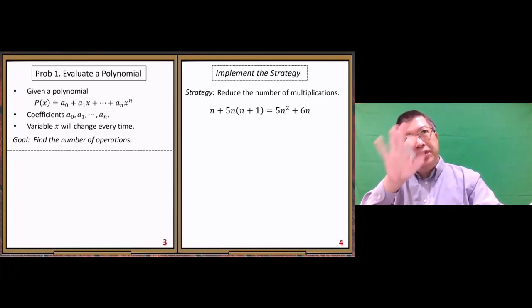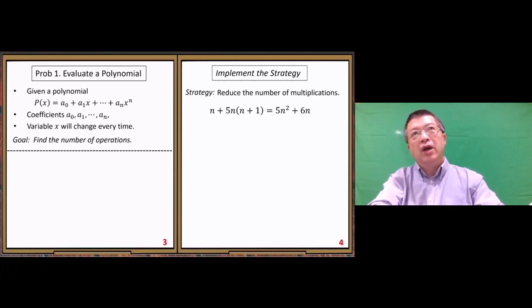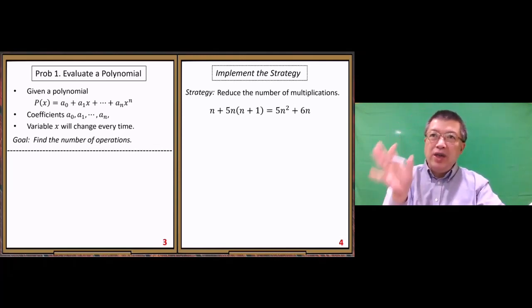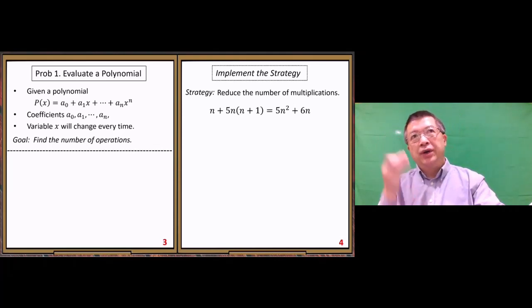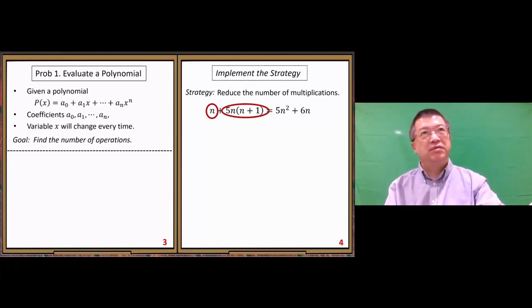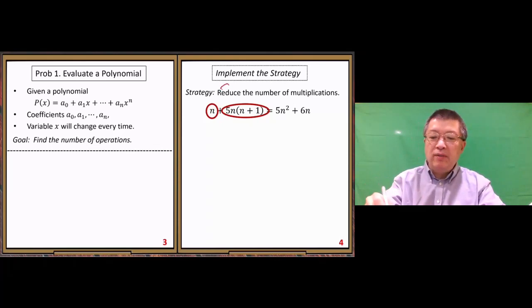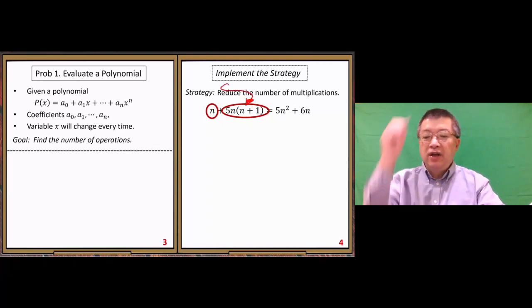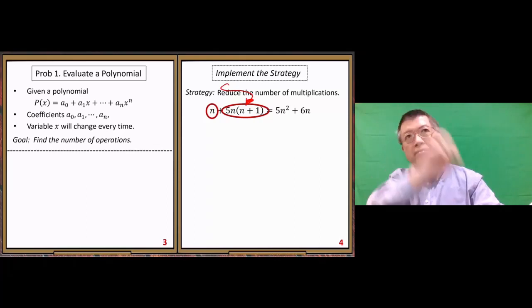Total number of time units used to calculate this polynomial, this expression. When we look at this expression, we can easily see the total cost for two parts. For the addition part, only n. For the multiplication part, 5n times n plus 1. So you can see our strategy really makes sense, targeting the big dominant block.